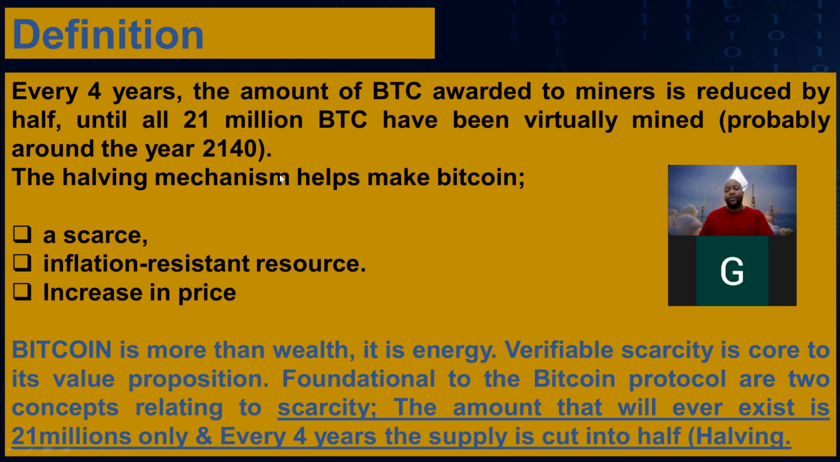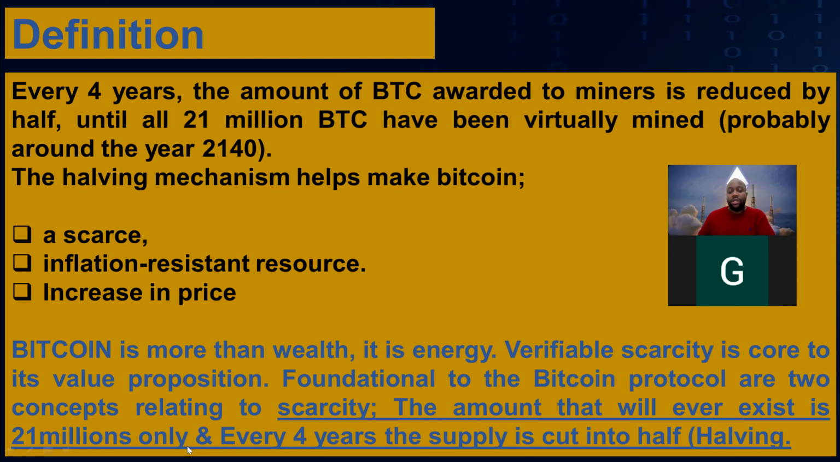This mechanism of cutting the supply of Bitcoin in half every 4 years makes Bitcoin scarce. It makes Bitcoin an inflation-resistant resource, and it makes Bitcoin increase in price. You can compare with other resources, like real estate, or with fiat currency. There is a spree of increase in all those resources, but the supply of cryptocurrency is decreasing because of this process of halving. By doing so, Bitcoin becomes more than wealth. Bitcoin is energy, because the scarcity of Bitcoin can be verified, and this verification of scarcity is core to its value proposition.